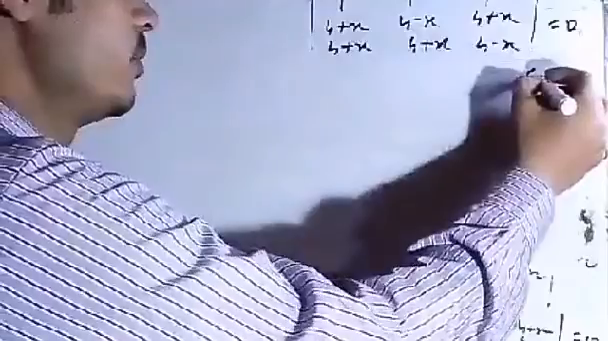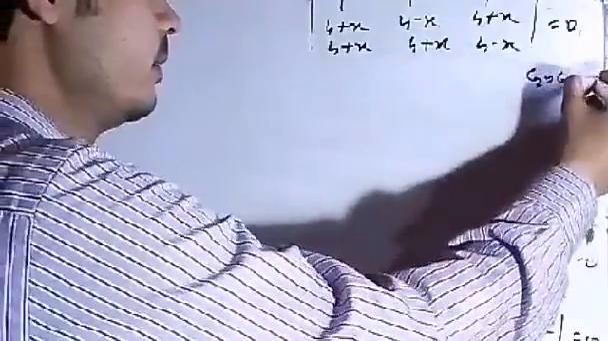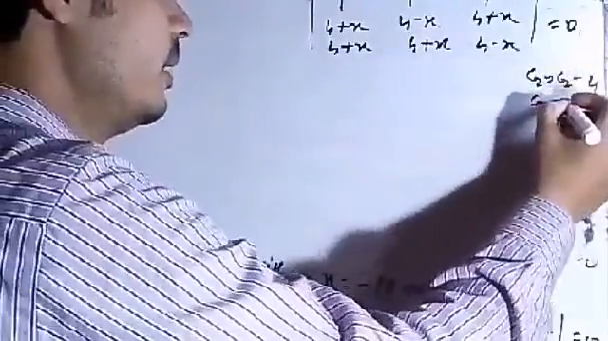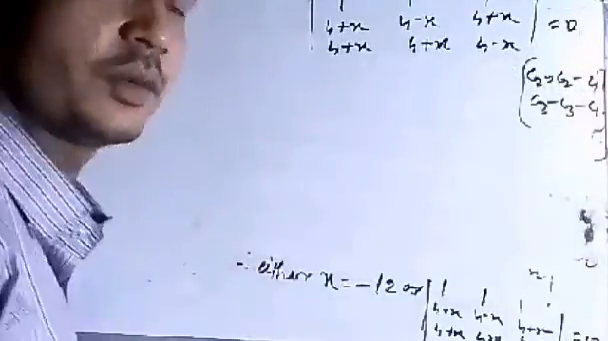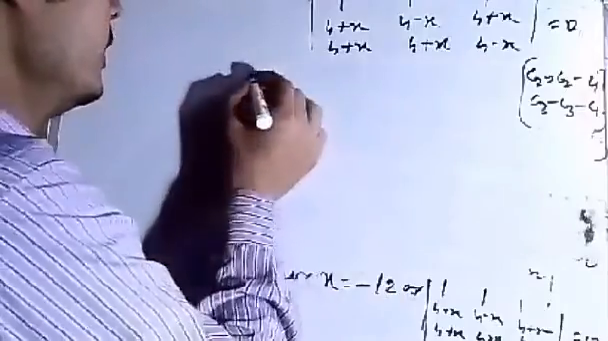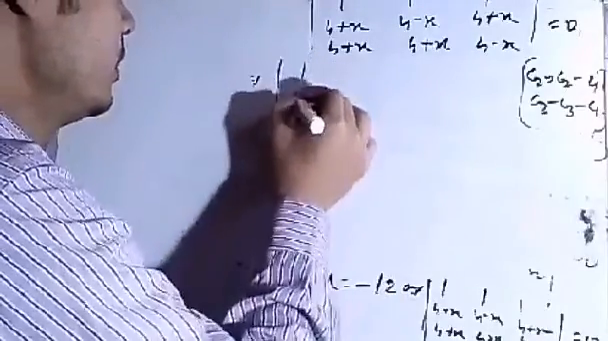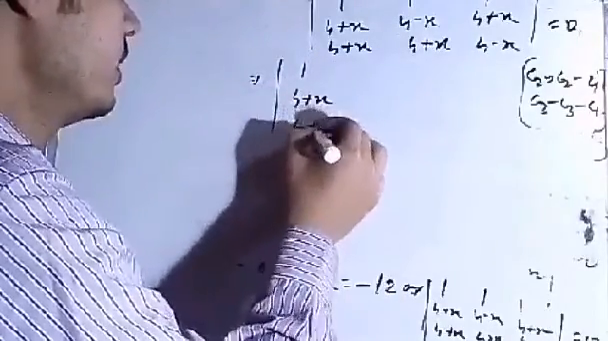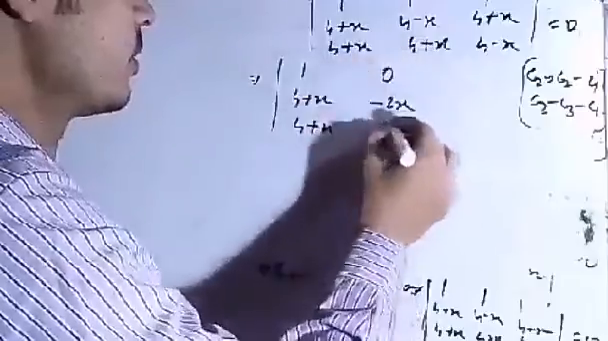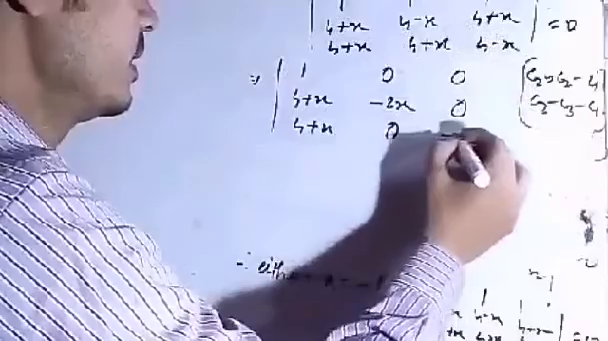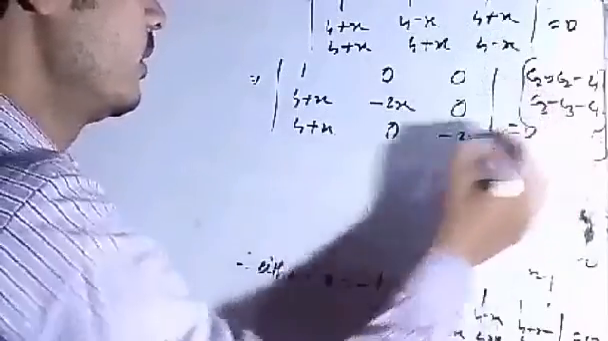So we operate C2 minus C1 and C3 minus C1, or we can use C3 minus C2 also, no problem. So we have this implies determinant 1, 4 plus x, 4 plus x. Now this 1 minus 1 is 0, 4 minus x minus 4 plus x is minus 2x, and this becomes 0. This minus this is 0, this minus this is 0, and this minus this is minus 2x. This is equal to 0.